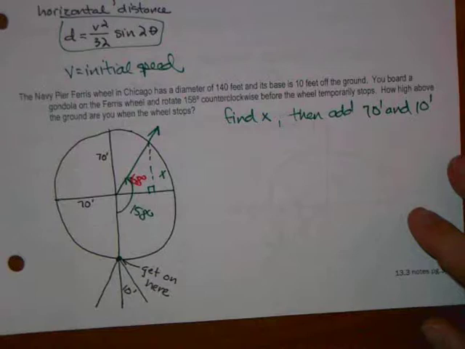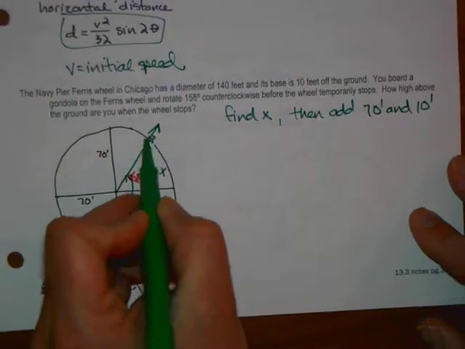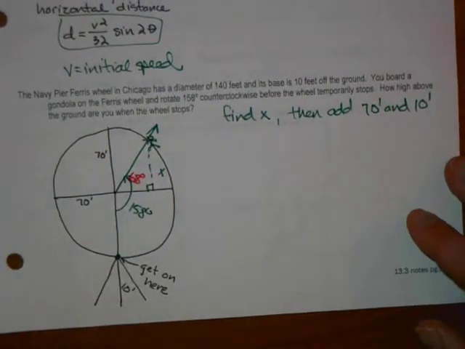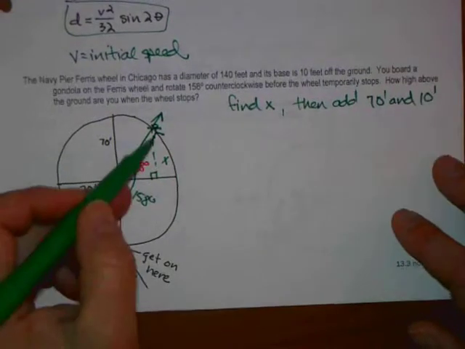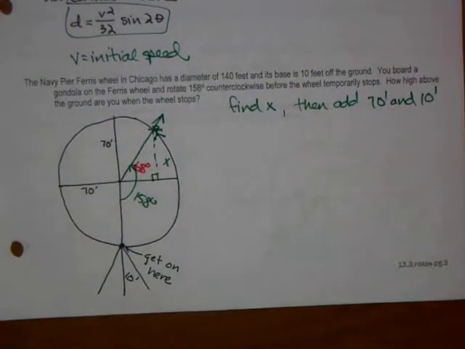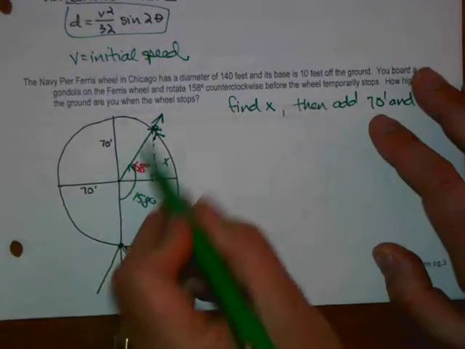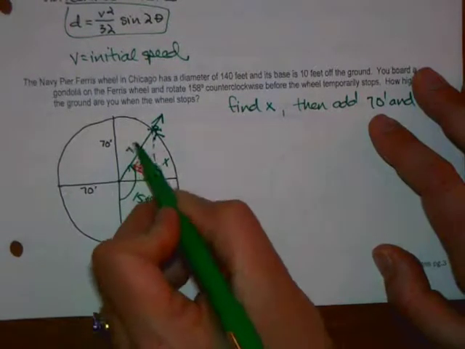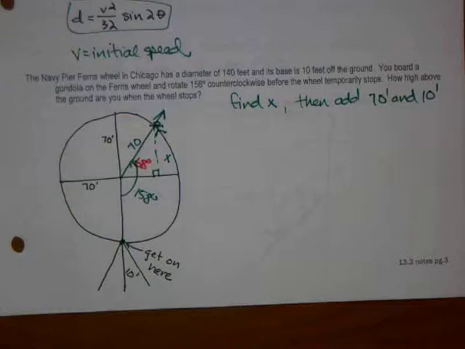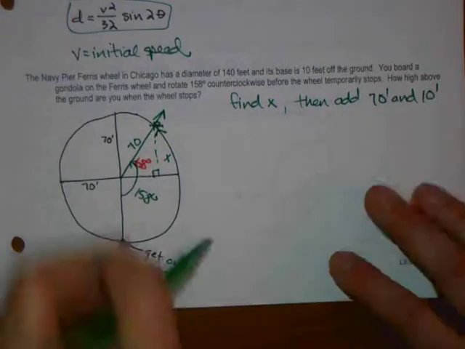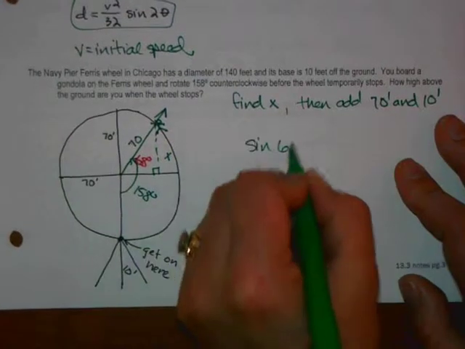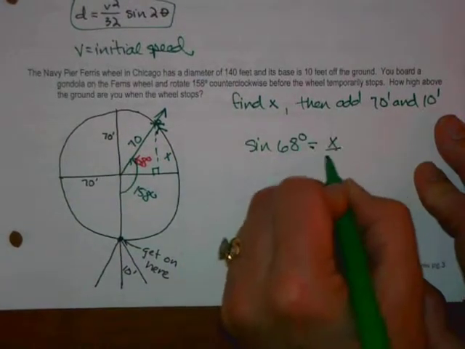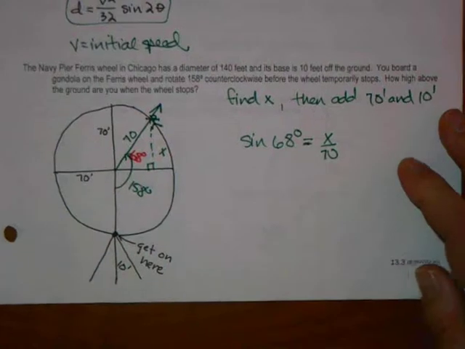What am I trying to figure out here? How high you are when you stop. Here you are sitting in your gondola. And you just know you're 158 degrees. So I just need x. Okay, how can I figure that out? Do I know this distance here? Yeah, you do. What is it? 70. So which trig ratio can I use to find x? Opposite, hypotenuse, which trig ratio is that? Sine of 68 degrees equals x over 70. Opposite over hypotenuse.